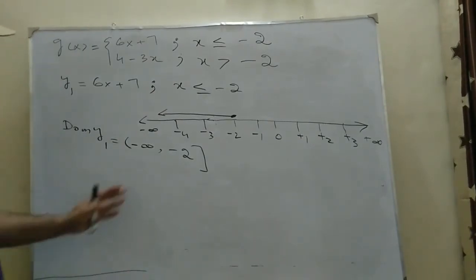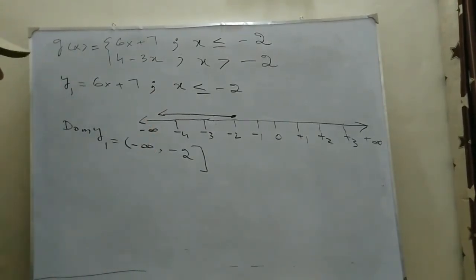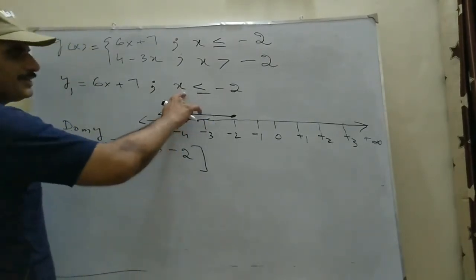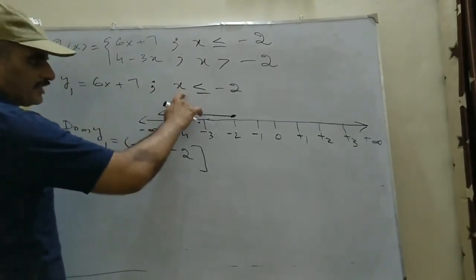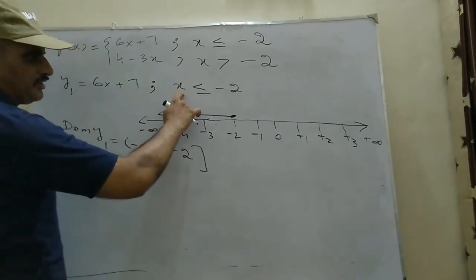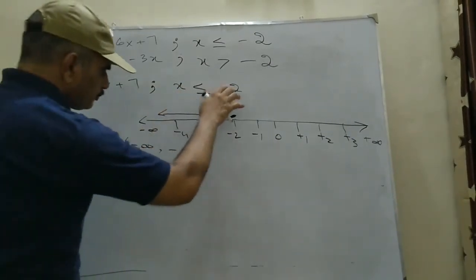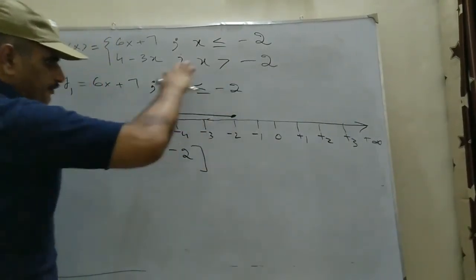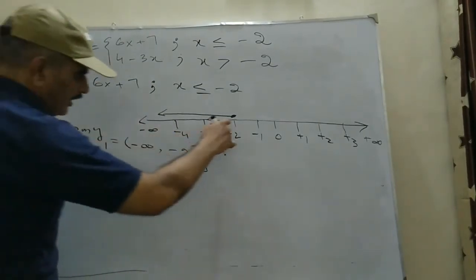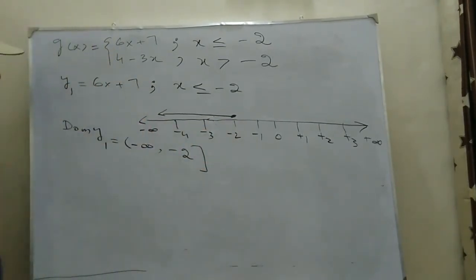We are not free here to choose any value because there is a restriction on the values of x for the domain. So we are restricted to choose values for the domain from these values. So we can choose values equal to minus 2 or less than minus 2.